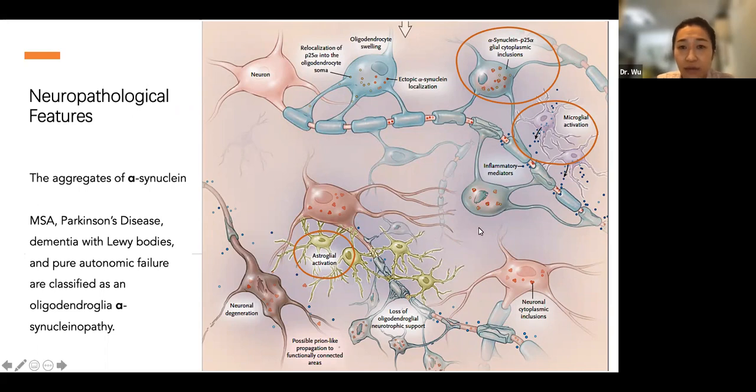And the main constituent of the glial cytoplasmic inclusions is the misfolded alpha-synuclein. Alpha-synuclein is a protein normally located in the neuronal axon and also in the synapses. Parkinson's disease, dementia with Lewy bodies, and pure autonomic failure are characterized by neuronal alpha-synuclein aggregates. Therefore, MSA, Parkinson's disease, dementia with Lewy bodies, and pure autonomic failure are classified as alpha-synuclein diseases.